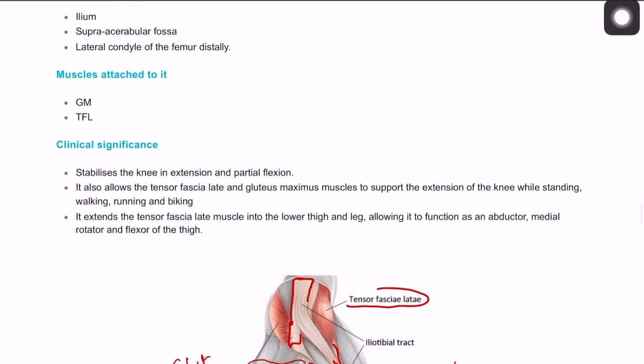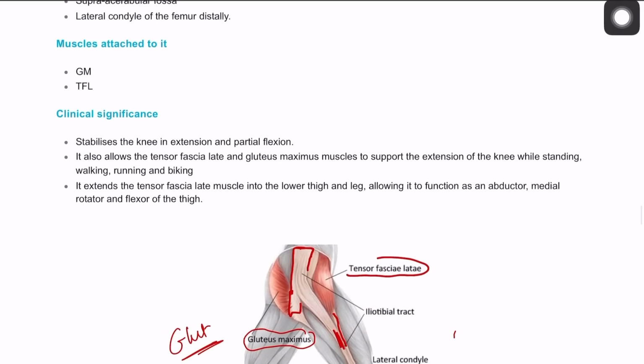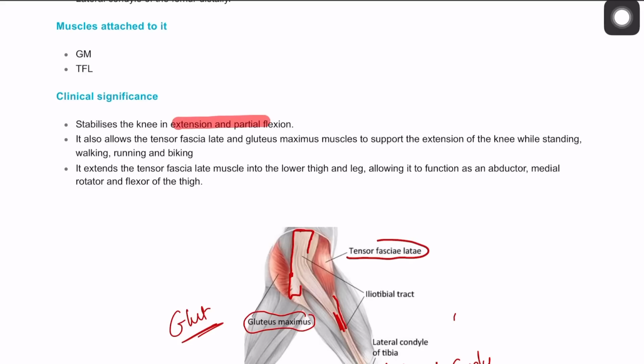Okay, the clinical significance of this is that it does stabilize the knee, specifically in extension, and it also allows the tensor fascia lata and the gluteus maximus muscle to be attached to it. So it represents sort of an insertion for these muscles, and it extends the tensor fascia lata muscle into the lower thigh and leg, allowing its function as one of the abductors, medial rotators and flexors of the thigh. So it works synergistically with other muscles. It represents attachment for gluteus maximus in there and tensor fascia lata on the other side as well.